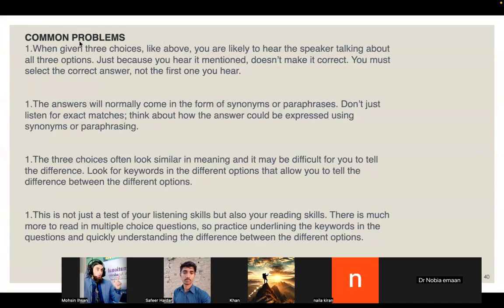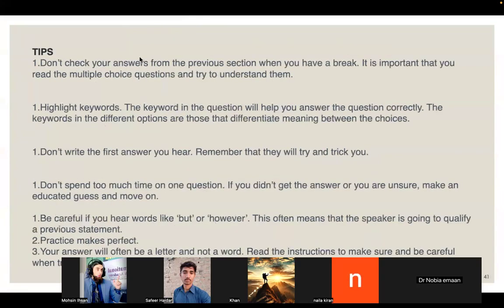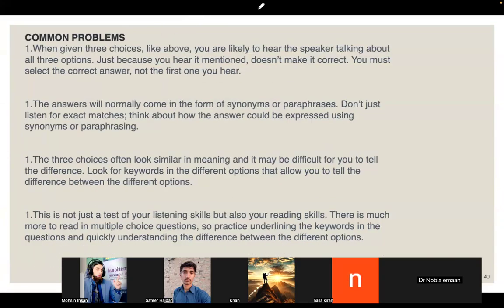Common problems, what common problems? I earlier told you too. When it gives three choices, the first option, sorry, when it gives three choices, like three choices will... Please mute your mic. Be very attentive and be very formal, please.